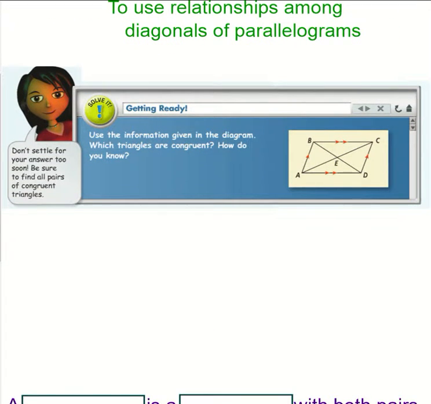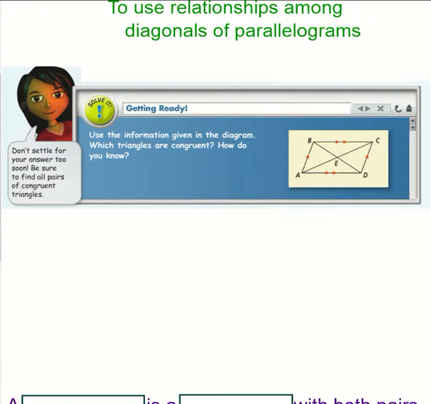It says use the information in the diagram. Which triangles are congruent? How do you know? So if we're looking at this diagram, we've got what looks to be a parallelogram, this big shape right here, and then some lines. I have these two diagonals going across, and with those two diagonals, I see four triangles. I see one here, one here, one here, and one here. So we have to decide which ones are congruent.